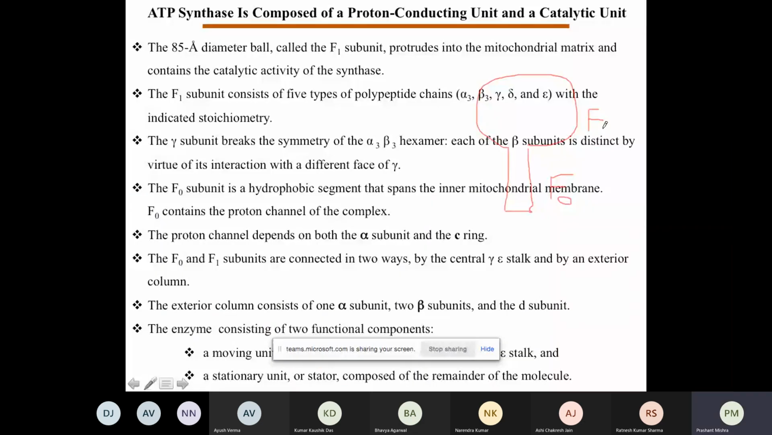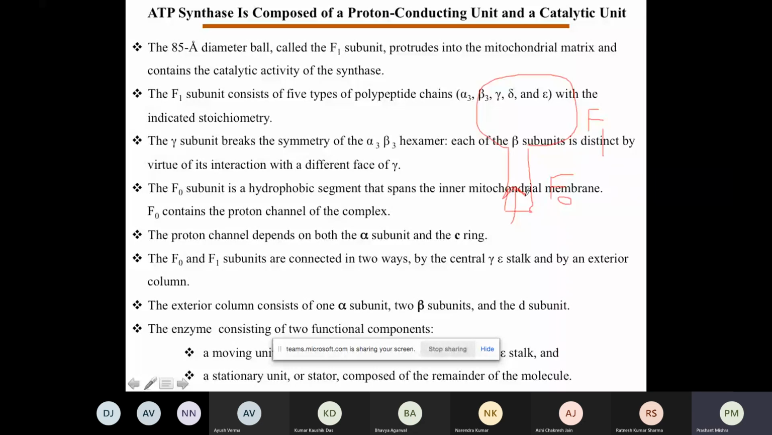This is known as F1. Now, F1 is ATP synthase, which is responsible for synthesis of ATP, and FO is involved in the proton pump. So this is the one which acts as a channel for proton. So what have you learned so far?